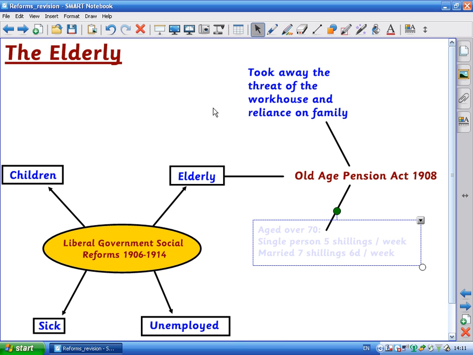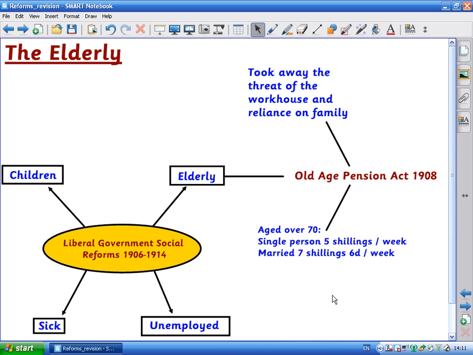So the new scheme meant that people aged over 70, single people, would receive 5 shillings per week, and married people would receive 7 shillings 6 pence per week, and that married amount later changed to 10 shillings, so it essentially became 5 shillings per week per person. Once again, look in your revision booklets about the Old Age Pension Act. There are a few more little details there that you need to know, but this presentation gives you the basic ideas.